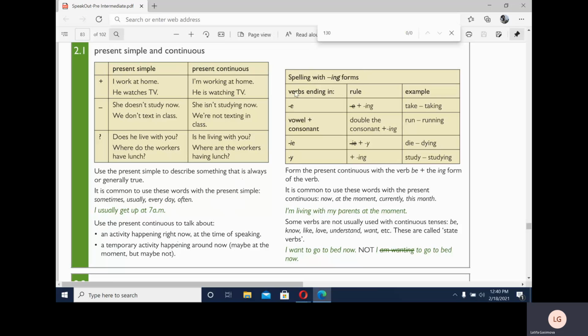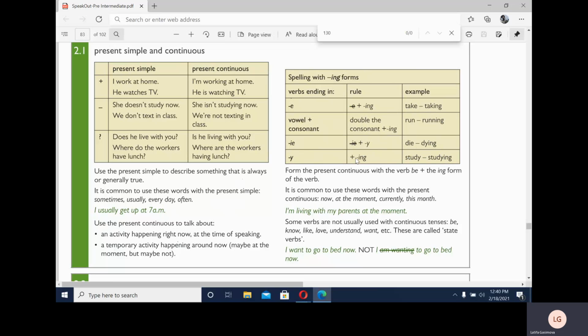So we know if a word ends with E, then we omit this E and add ing, like take, taking, like live, living, right? If it ends with vowel plus consonant, then we have to double the consonant and then add ing. But even in this case, we don't pronounce it like double N, right? Pronunciation stays the same, like running. Well, then comes IE. If the verb ends with IE, then we omit this letter combination and we add Y. So we have die and it's dying, as you can see. And if the verb ends with Y, then we do nothing, we just add ing, right?